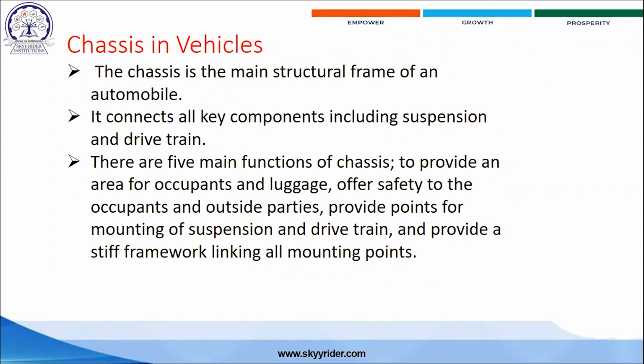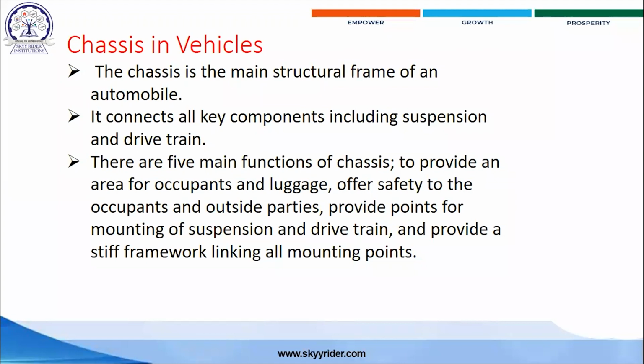The next point says that it contains all key components including suspension and drivetrain. Based on our structural frame or chassis, that will be a strong component of our automobile, or any electric vehicle, the strong component of our electric vehicle. Based on our chassis you can mount all the things like suspension and drivetrain, and they can be mounted easily.